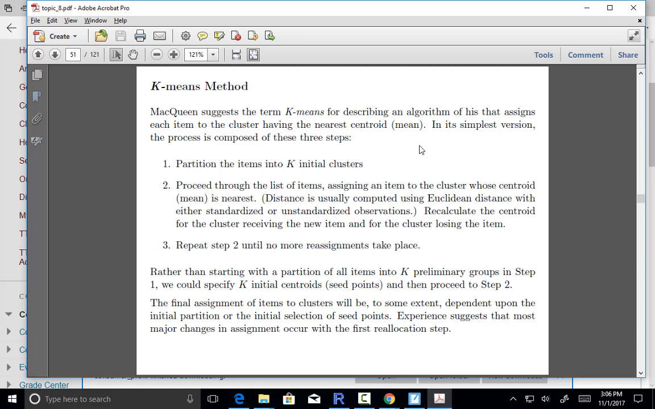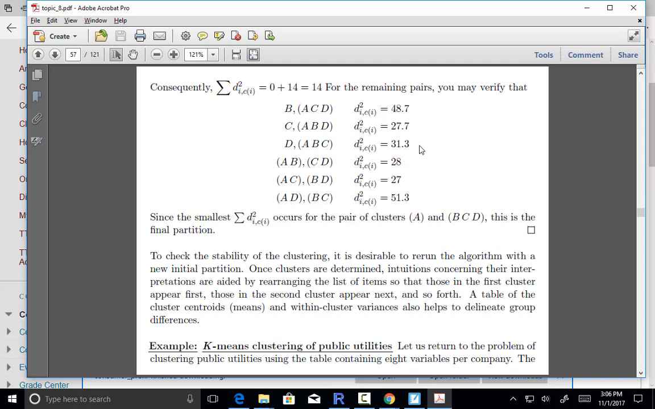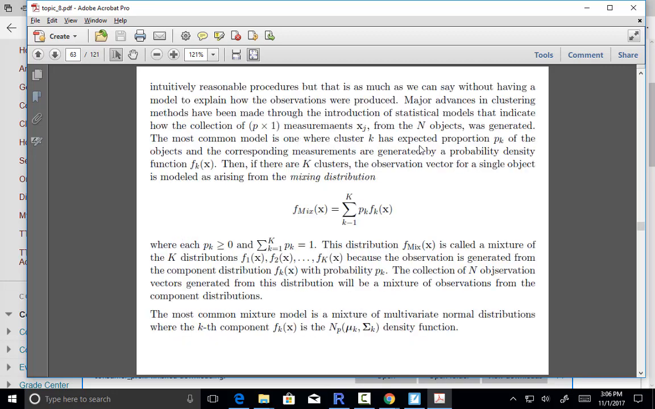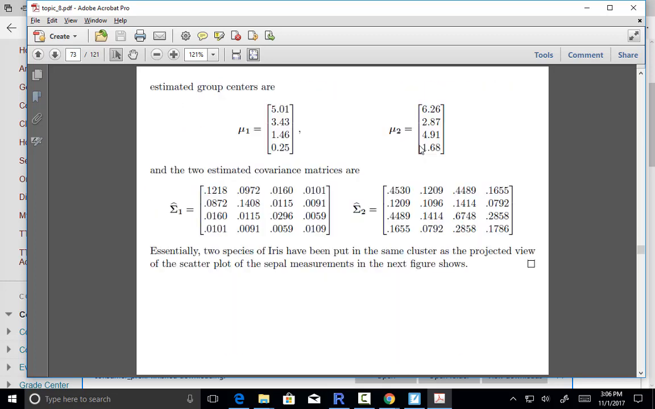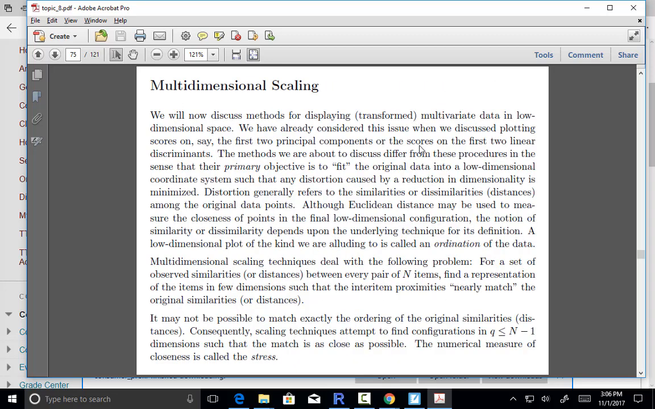I want to tie a bow on the material we've done for cluster analysis, just to review it, the big picture of hierarchical versus k-means clustering. And wanted to touch on the technique that was actually in your homework, but that I will not grade this time, called multidimensional scaling.